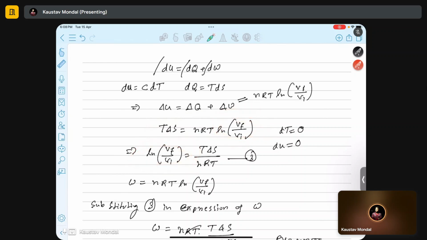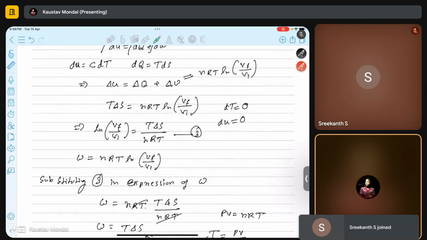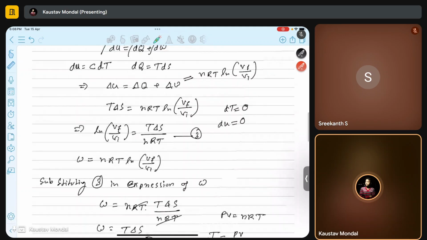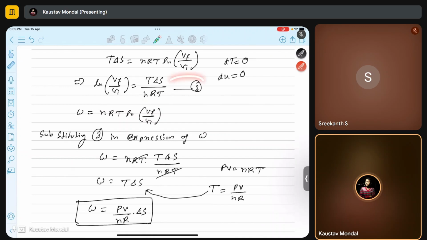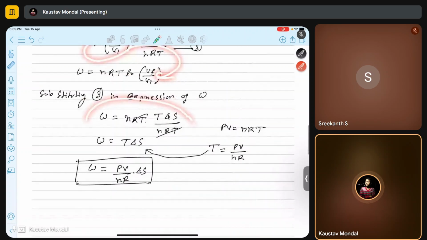Now we will do some mathematical tricks here. We write this ln Vf by Vi in terms of T delta S by nRT. So we got the expression of ln Vf by Vi. Now in the work done expression, you already know the work done is written as nRT into ln Vf by Vi. Now we simply substitute this equation number 3 into the expression of work done. If you substitute this log term here, you will get this modified expression of the work.